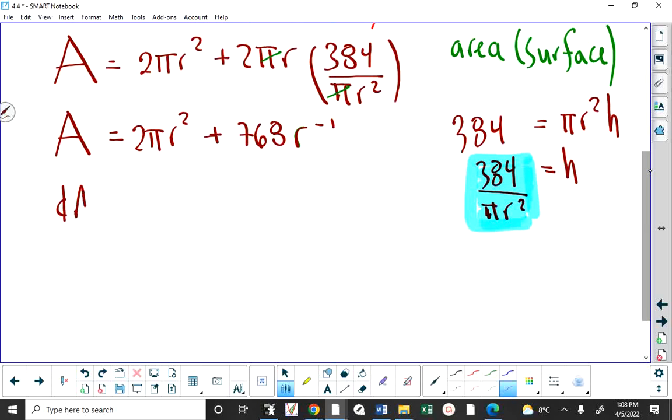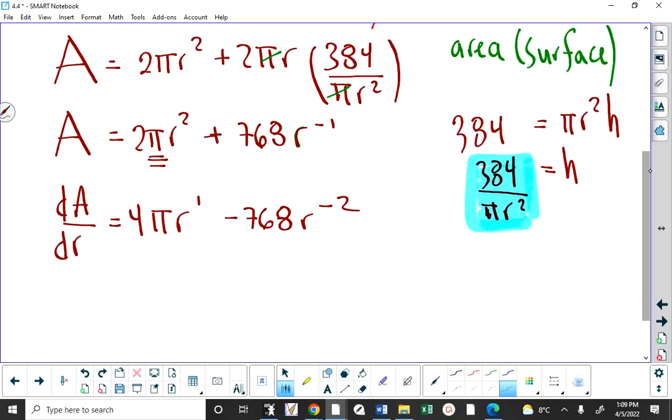Now let's differentiate. dA/dr equals 4 pi r to the 1. This pi is just a number. It's not a variable. There's no need to use any kind of product rule here. You're just wrapping that 2 around the r, and then you'll get 2 times 2 pi, which is 4 pi. R stays the same because it's the base, and you drop 1 from the exponent. Minus 768 r to the negative 2. Again, I'm just applying the power rule there.